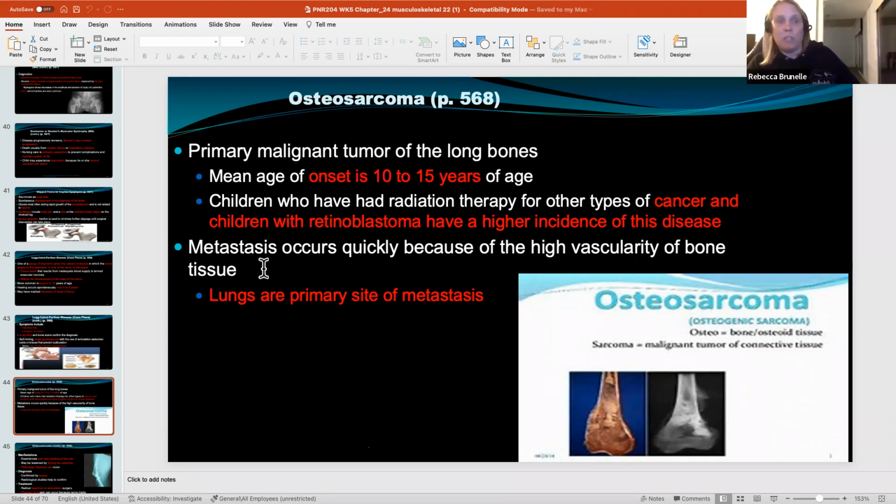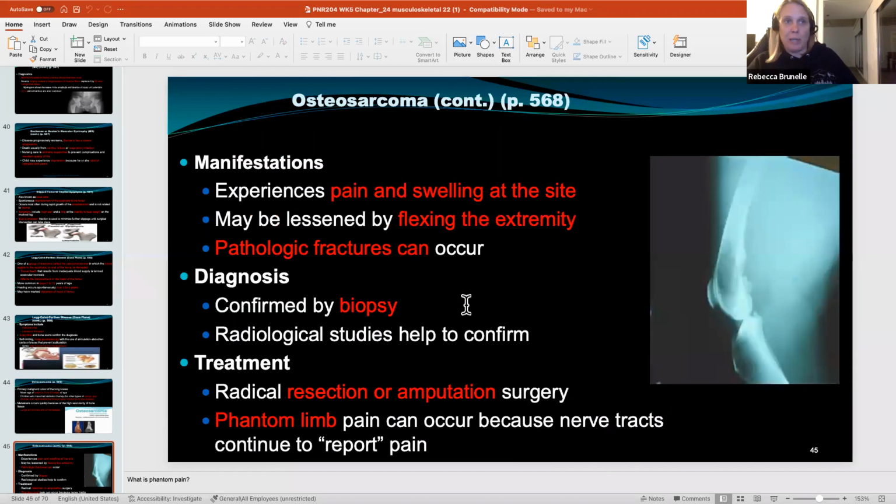Yes. So the most common place for the osteosarcoma to spread in the body is to the lungs. So you start out with a cancer in the bone, and then you end up with lung cancer, but the original cancer came from the bone. So this is going to be confirmed by a biopsy. It's normal that they will have pain and swelling, and they might have a fracture.